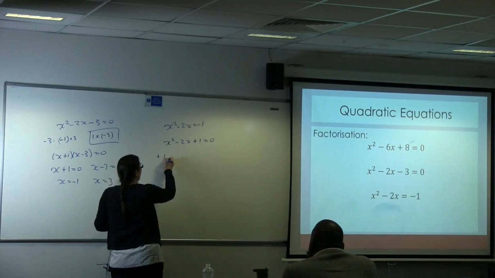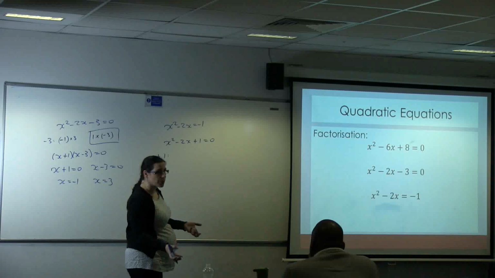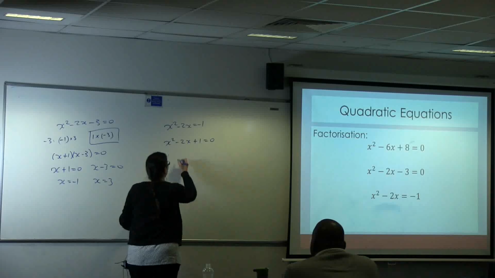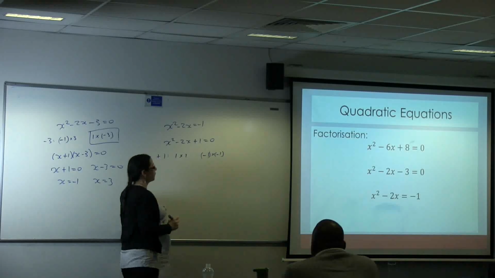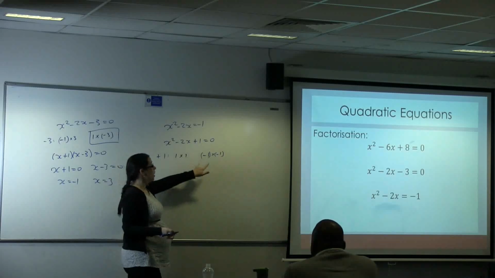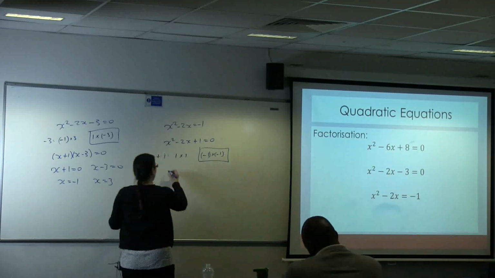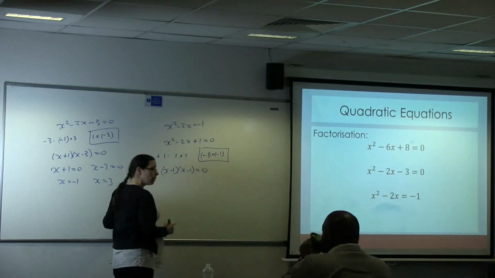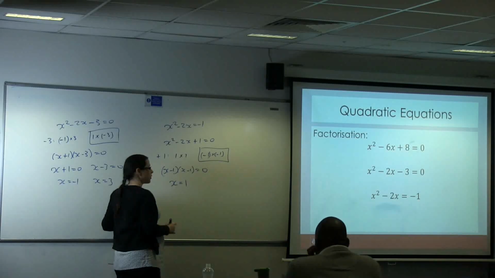So the +1 is the constant term. So now I need to bring the +1 into multiples of numbers. Well, I don't really have too much choice, because it's either 1 times 1 or -1 times -1. Well, 1 plus 1 makes it +2, so that's wrong. -1 plus -1 makes it -2, so that has to be the one. So that means x minus 1 times x minus 1 has to be equal to 0. But that means x has to be equal to 1. There is only one solution in here.